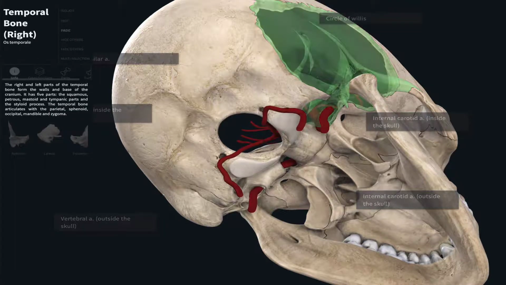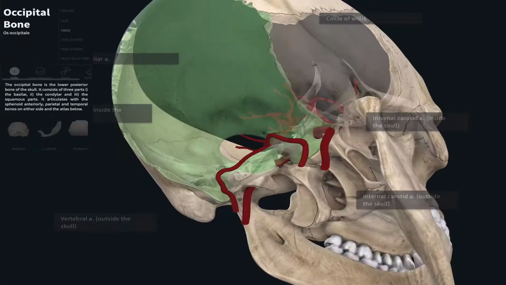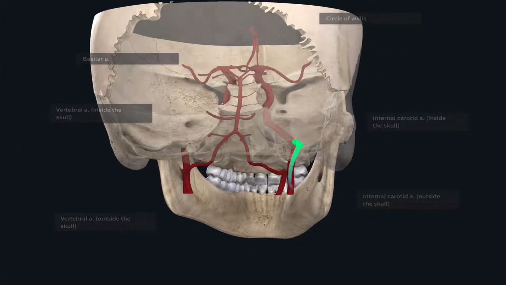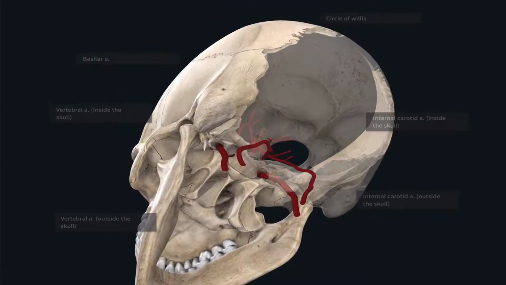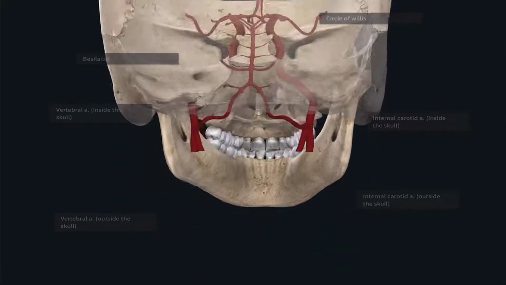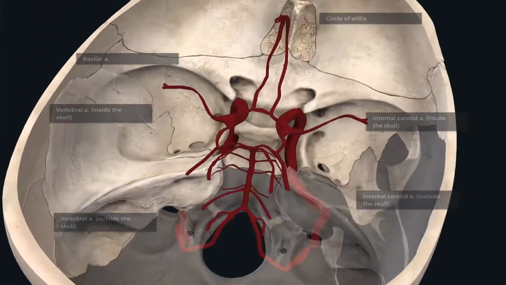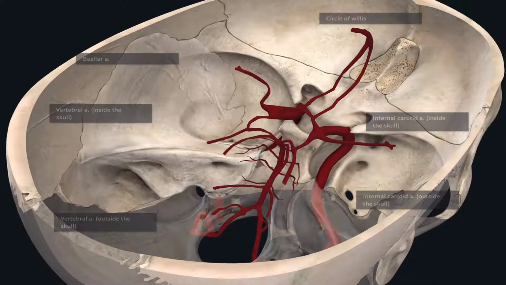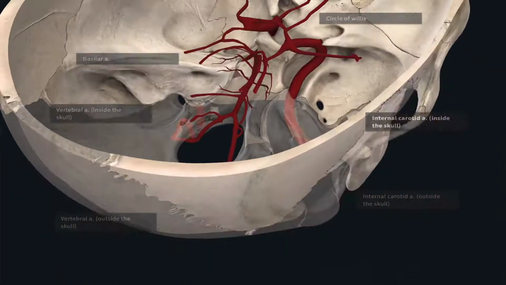If I were to fade the different bones here surrounding this region, we can see that the internal carotid artery actually turns medially within the bone. At the base of the skull, the internal carotid artery enters a space known as the carotid canal. This is going to be located within the temporal bone. At this point, it's going to course medially and horizontally, and then ascend up into the skull just superior to the foramen lacerum.